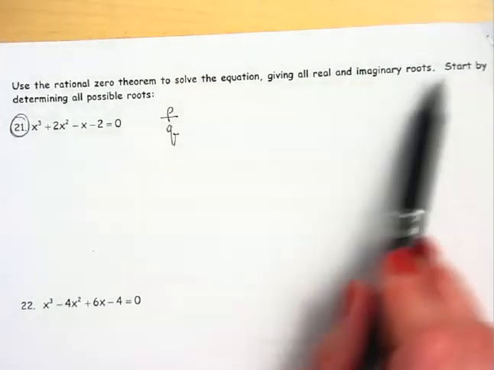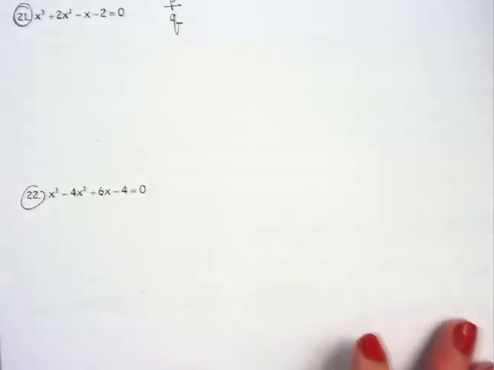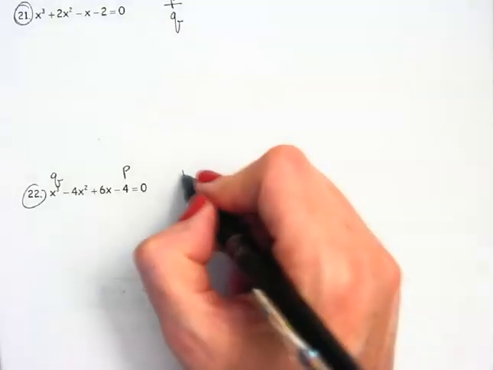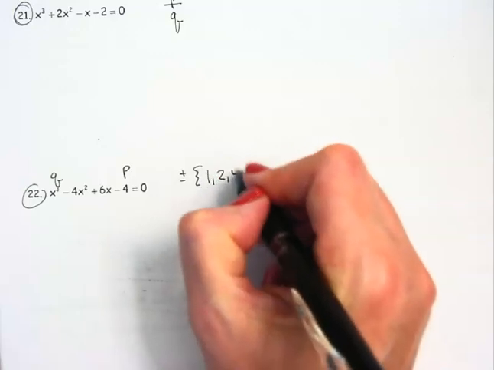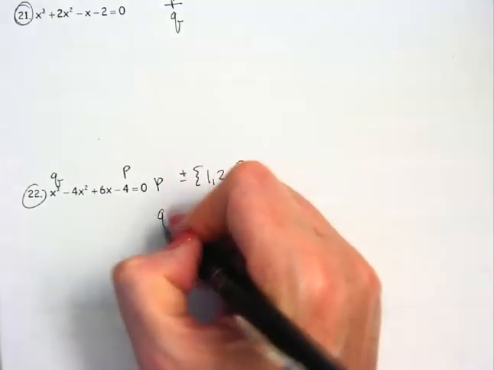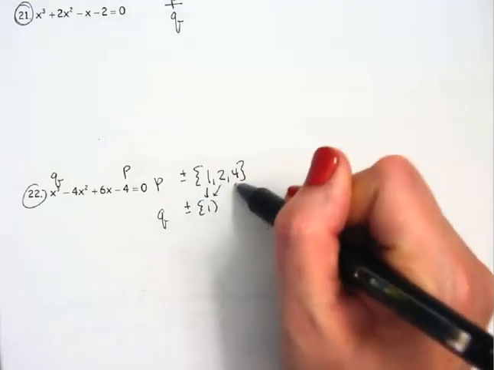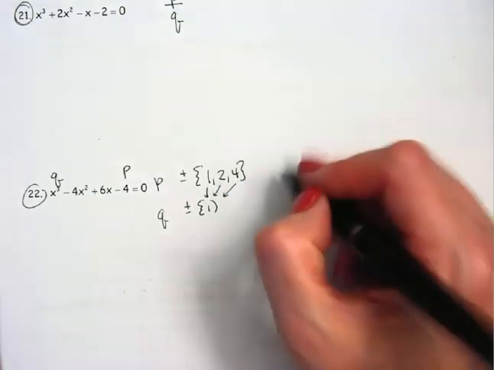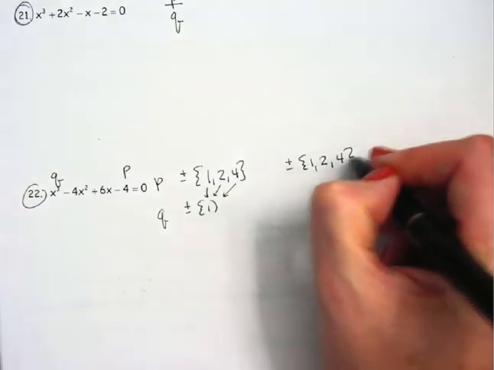So we want to start by determining all possible roots. That's where we find the, let me do this one because it's got more factors. This is your P and Q. You're going to find all the factors of P, which in this case are 1, 2, and 4, and all the factors of Q, which is just 1, and make all the fractions you can using each P value as a numerator and all the Q values as denominators. So in this problem, it would just be 1, 2, and 4.